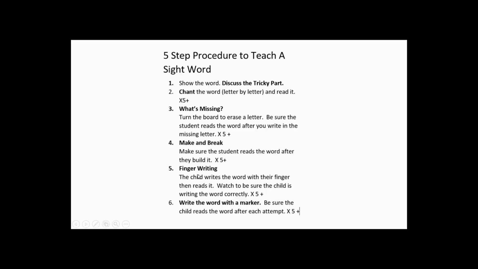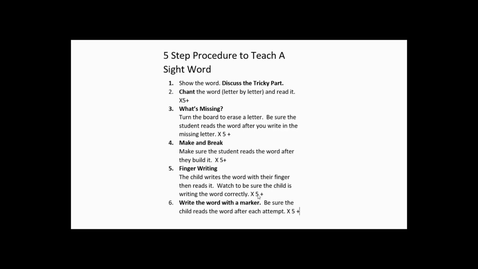The 5th step is called finger spelling. You just have the child, with a blank piece of paper or a magnetic board, use their finger to write that word. While they're writing the word, you want to make sure that they're actually writing it correctly. After they've written the word, you ask them to read the word. And again, you would repeat this upwards of 5 times. The last part of this is you're going to ask the child to write the word with a marker. After they write the word, you want them to read the word.